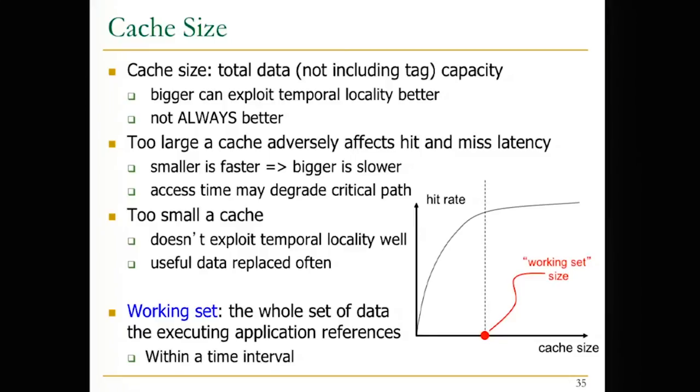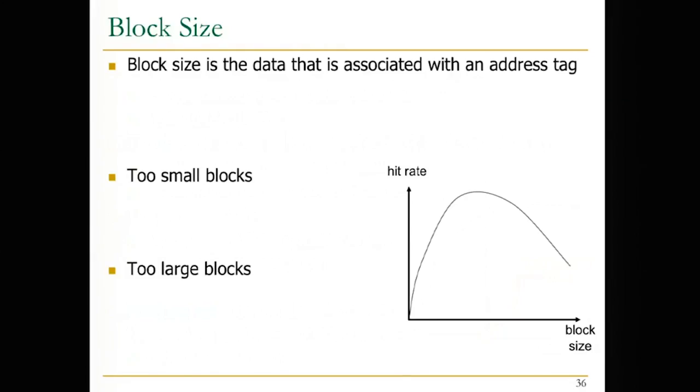But in most workloads, this is the curve that you get, or some sort of curve like this. If you have too large of a cache, this adversely affects your hit and miss latency. Smaller is faster, bigger is slower, we've said that before. And access time may degrade the critical path. If you have too small of a cache, you don't exploit temporal locality well, and you replace useful data often. So hopefully this is obvious.